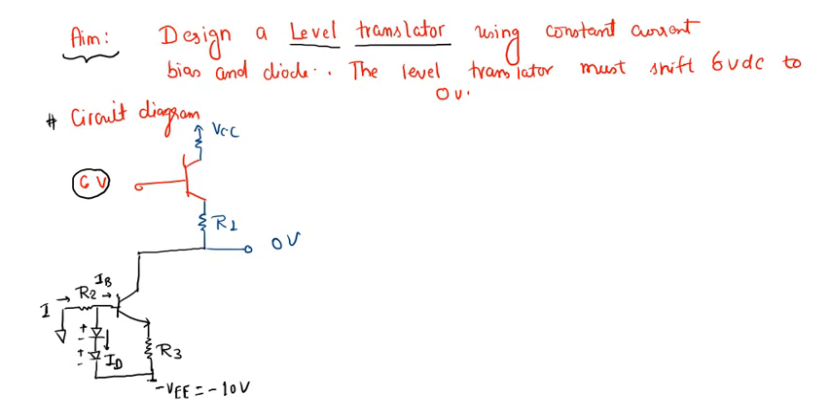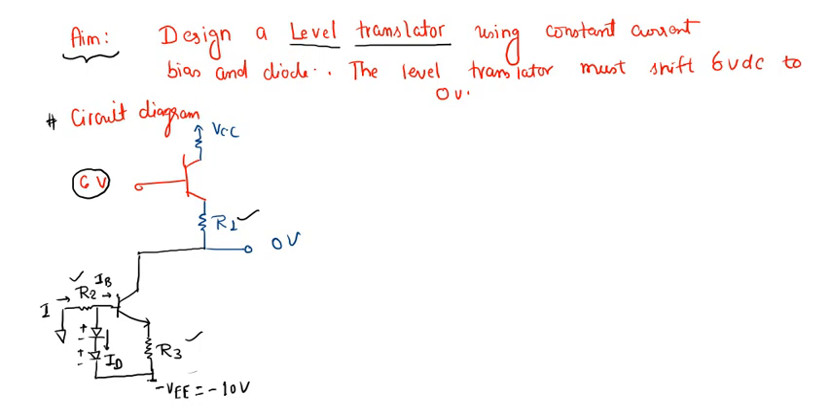In IC technology, or in a differential amplifier, or when we design our op amp, the level translator is the third stage of that op amp, and it shifts the DC voltage available at the second stage to zero. So for this, we need to design this. We need to find out the value of R1, R2 and R3. So this design is called, I would say, constant current bias.